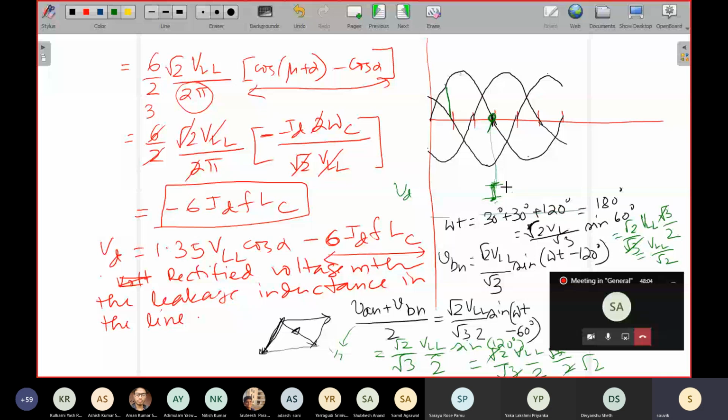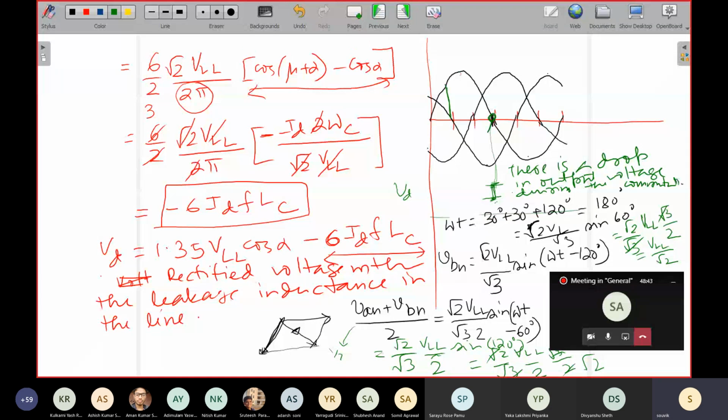The output voltage otherwise would have looked like what? Let me not draw that now. But the concept is that there is a drop in output voltage during the commutation. So that is the idea.